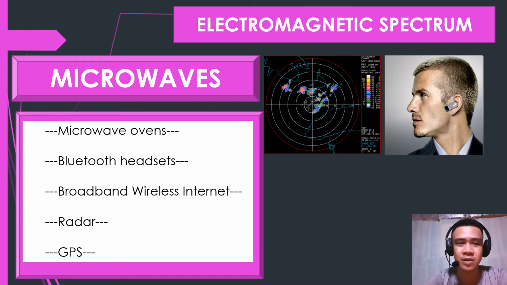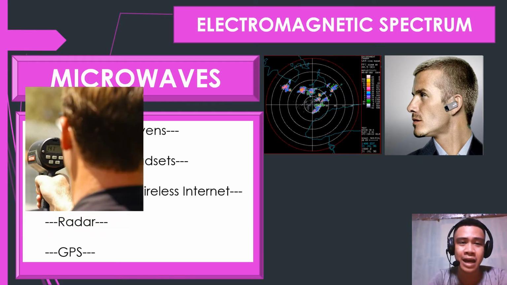It can also be used in radar. What is the meaning of radar? RADAR is the acronym for radio detection and ranging. It is used to find the speed of an object by sending out radio waves and measuring the time it takes them to return.